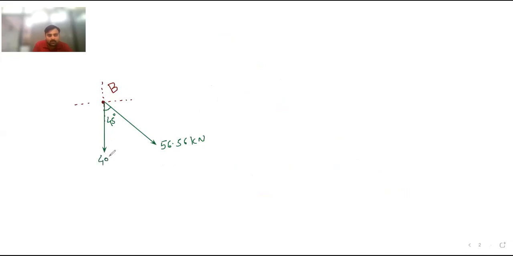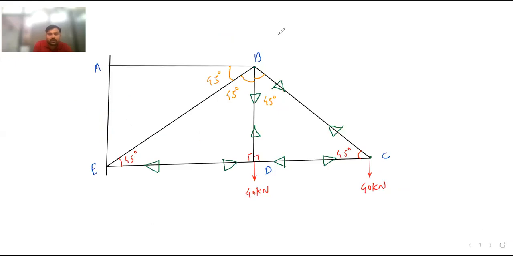This is 40 kilonewton. Then again come back here, this member BE. So BE again, we don't know the force in member BE, so we will assume that force is tensile. This is BE, which is inclined at an angle of 45 degrees from here.